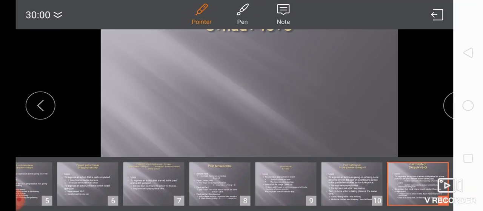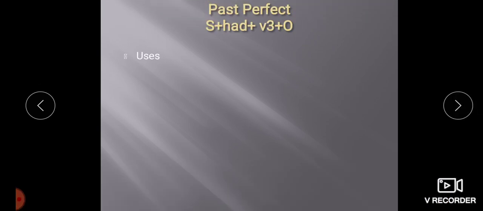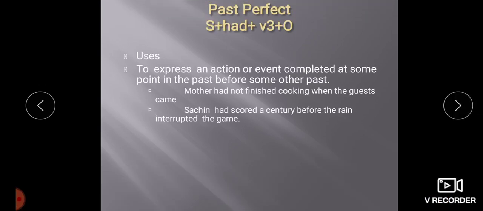Past perfect. Uses: to express an action or event completed at some point in the past before some other past event. So we are using two time references together, and those are two past events. Like, mother had not finished cooking when the guests came. Sachin had scored a century before the rain interrupted the game.